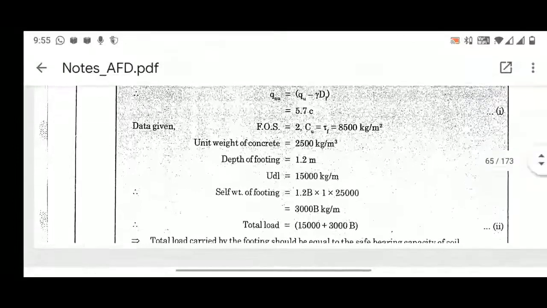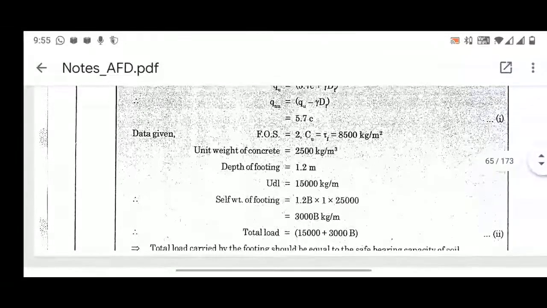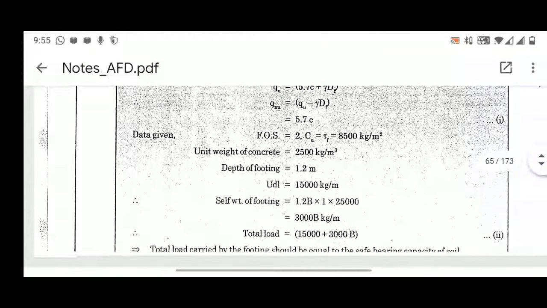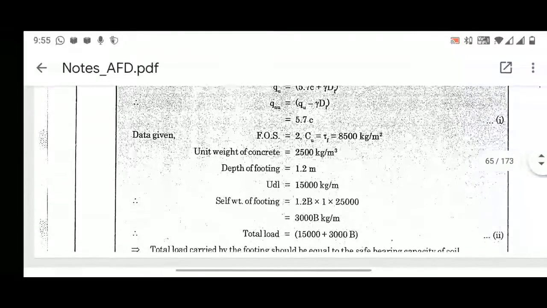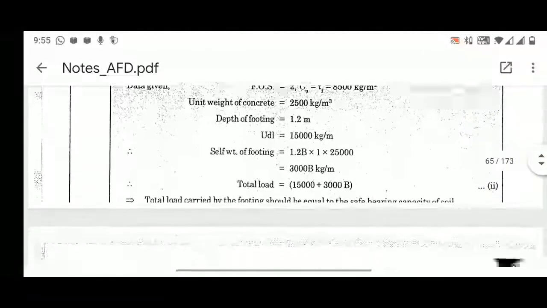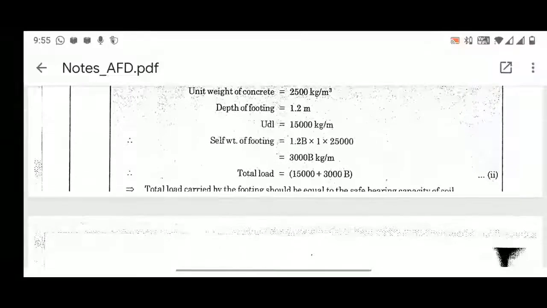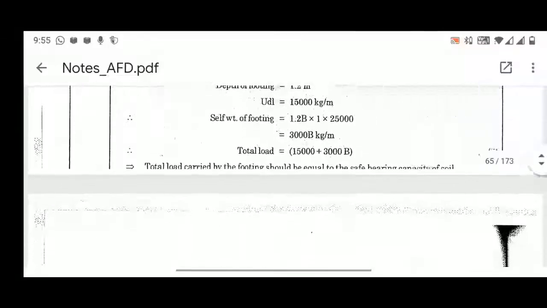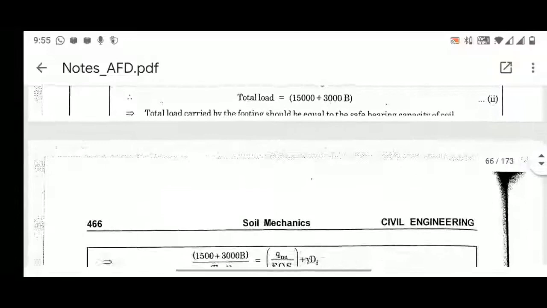Now total load will be what? Total load will be whatever distributed load is there on the footing plus the self weight of that footing. That will be the total load. Now this total load of footing should be equal to the safe bearing capacity of soil. Then only we will say our footing is stable.